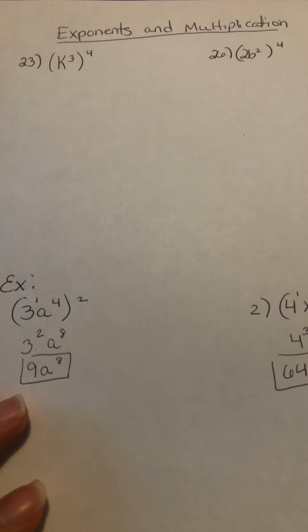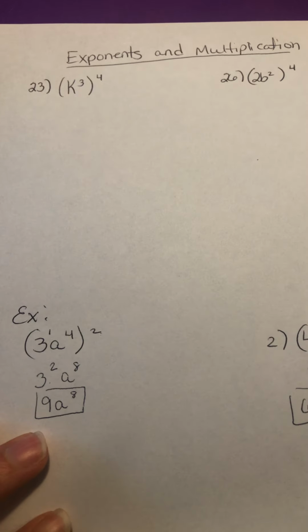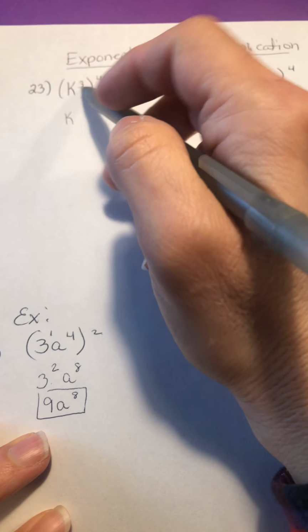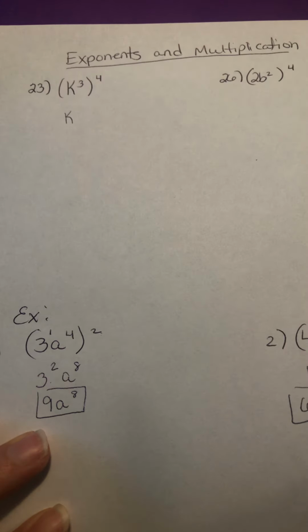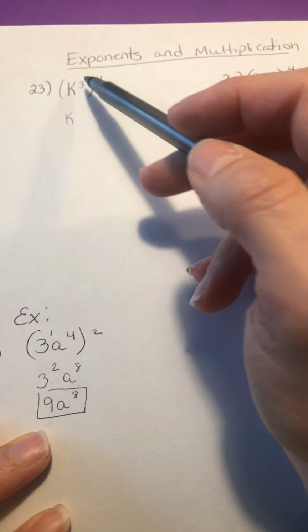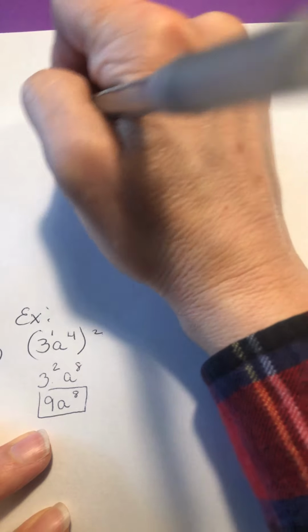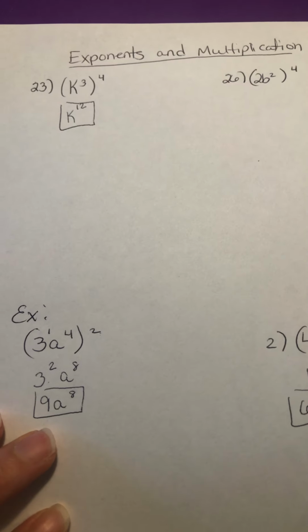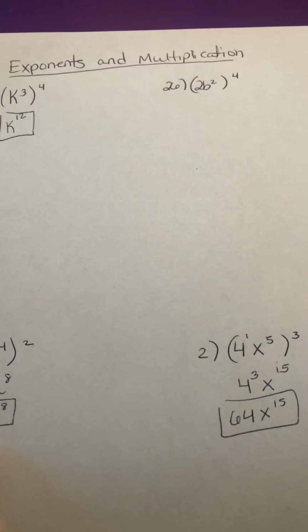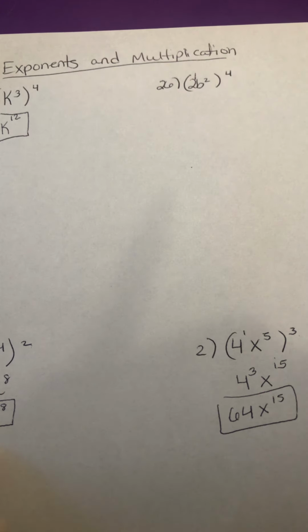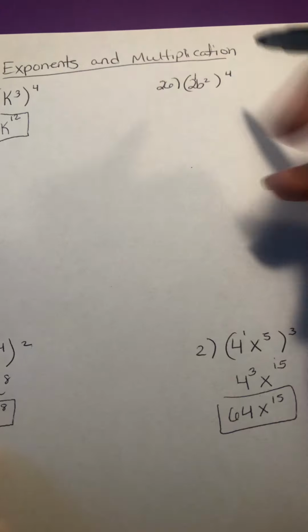So if we try some from our worksheet, if we look at 23, we're raising a power to a power here. We're going to keep the k and multiply 3 times 4 to get 12. And if we look at number 26, this is kind of like the examples that we just did at the bottom. Remembering there's an exponent of a 1 here.